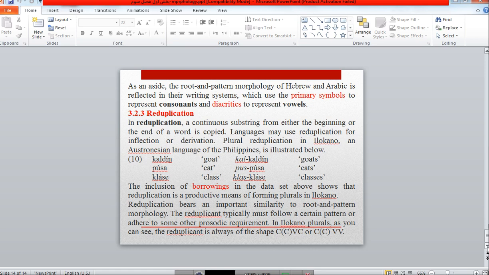As an aside, the root and pattern morphology of Hebrew and Arabic is reflected in their writing system, which uses primary symbols to represent consonants and diacritics to represent vowels. You see the writing system of the Arabic language.